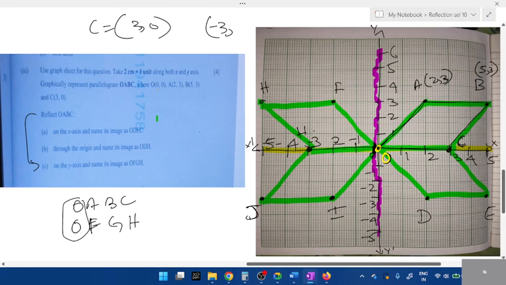This is a 4 marks question. 1 mark to plot this, 2 marks, 1 for this, 1 for this, and 1 for this. Total 4 marks. This is how your graph should look. It's a 2026 board exam question. The tricky part here was this one. No, it was not tricky, students. If you have read it properly, you should have understood. Reflect on all 3 axes.